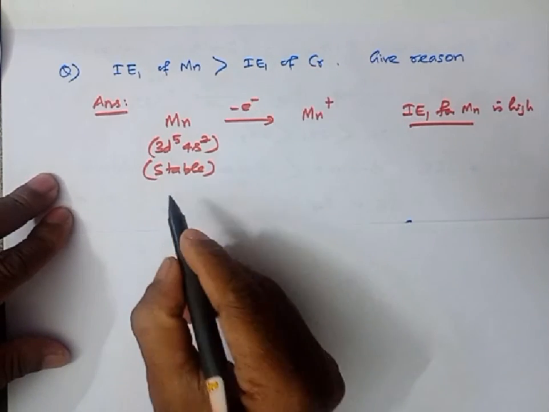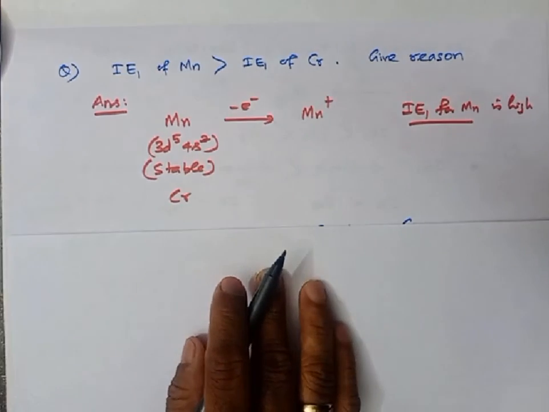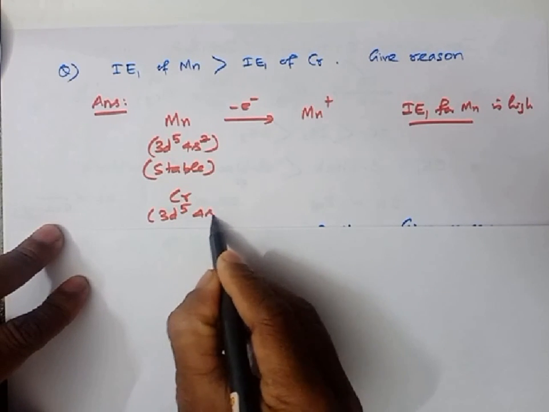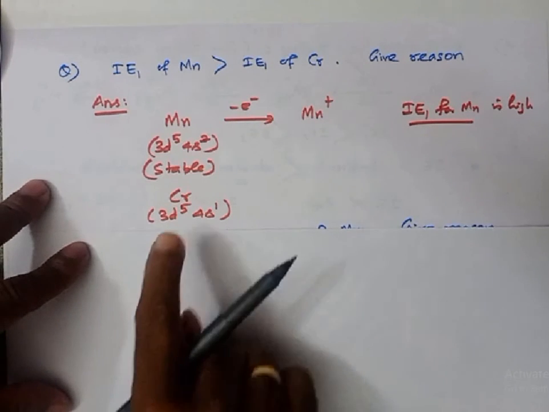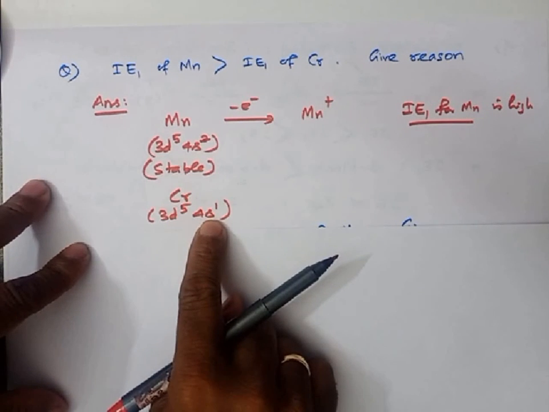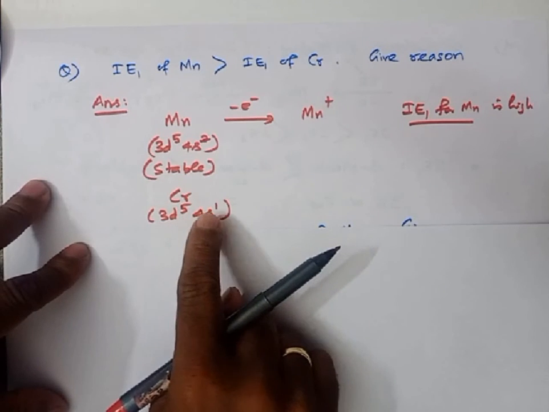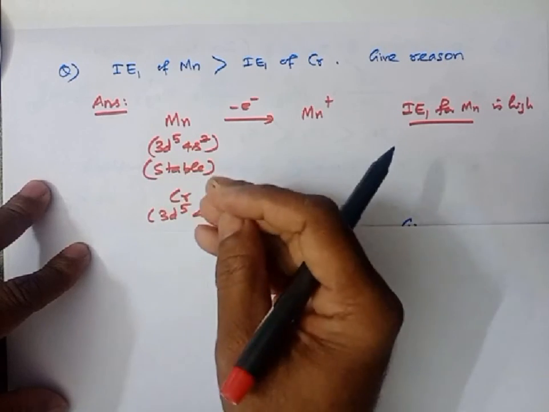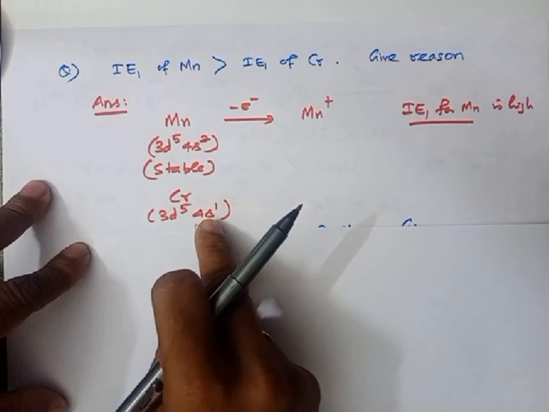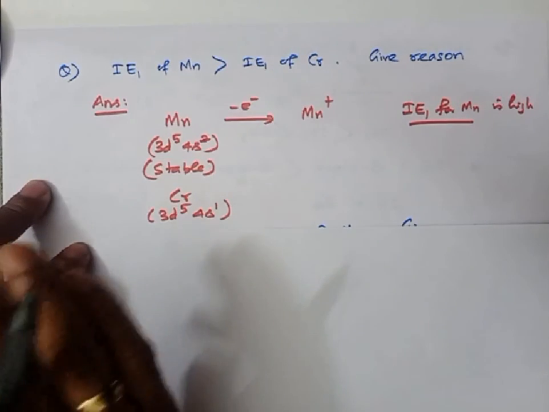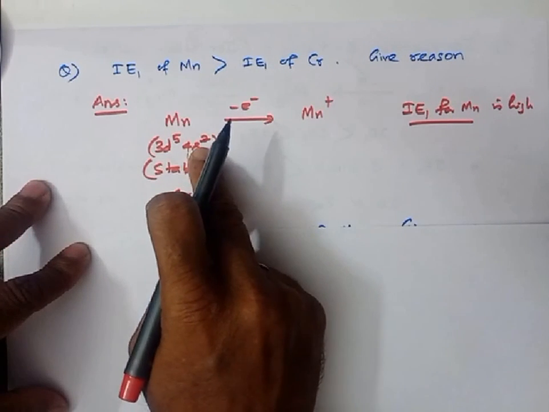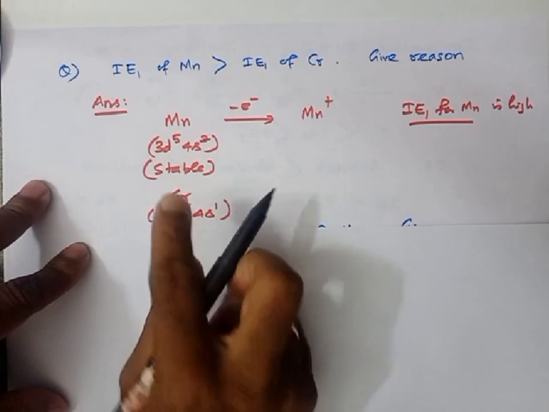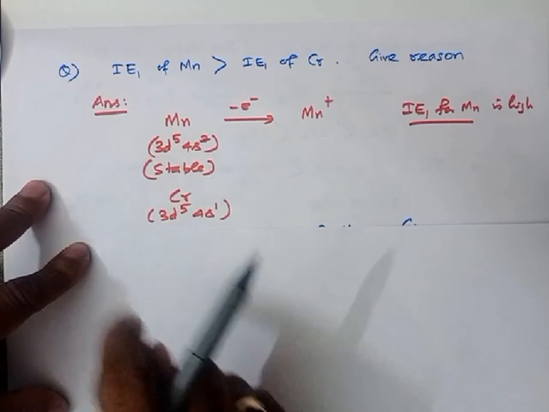If you take chromium, the electronic configuration of chromium is 3d5 4s1. Students, observe carefully. d5 is half filled, s is also half filled. This is also stable, but if you compare these two, a fully filled configuration is somewhat more stable compared to a half filled configuration. Therefore, this is also stable, but if you compare these two, stability is more for manganese.